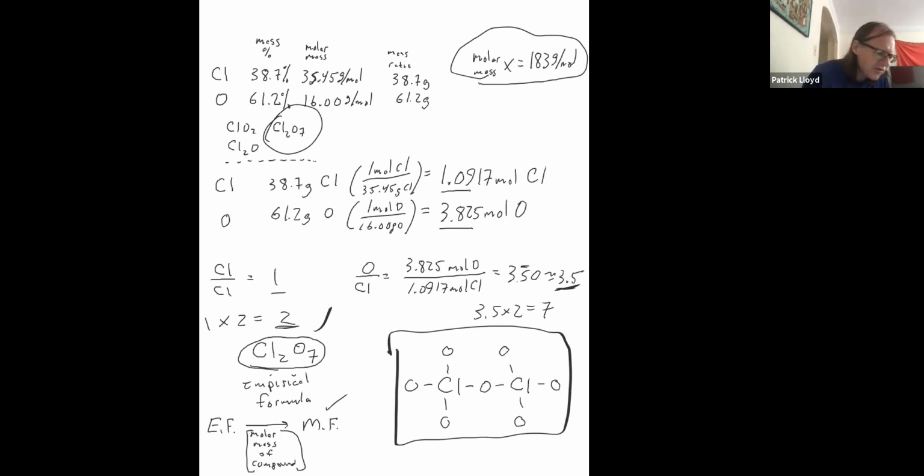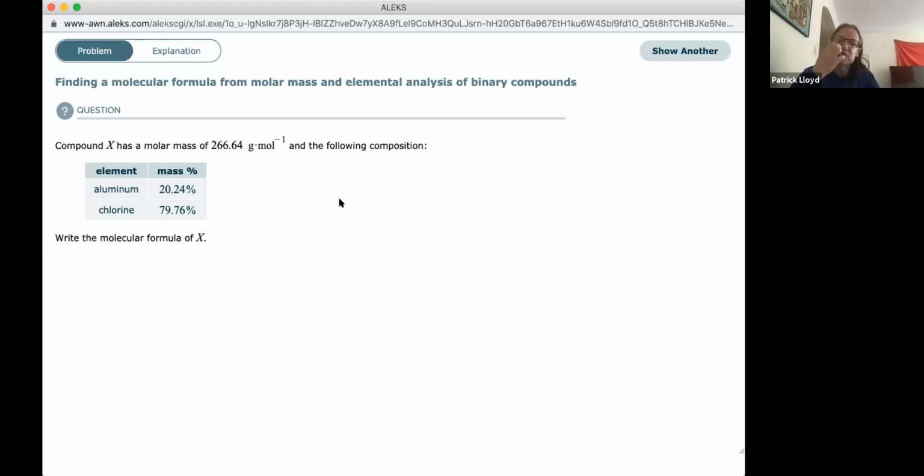Okay, so let's actually do that. So what I'm going to do is bring this up so you can see this one. It looks very similar, but there's a slight difference here. If you take a look, it says that compound X has a molar mass of 266.64 grams per mole. Now, when it says g·mol^-1, that means grams divided by moles. And the following composition. Again, the same thing. There's two elements.